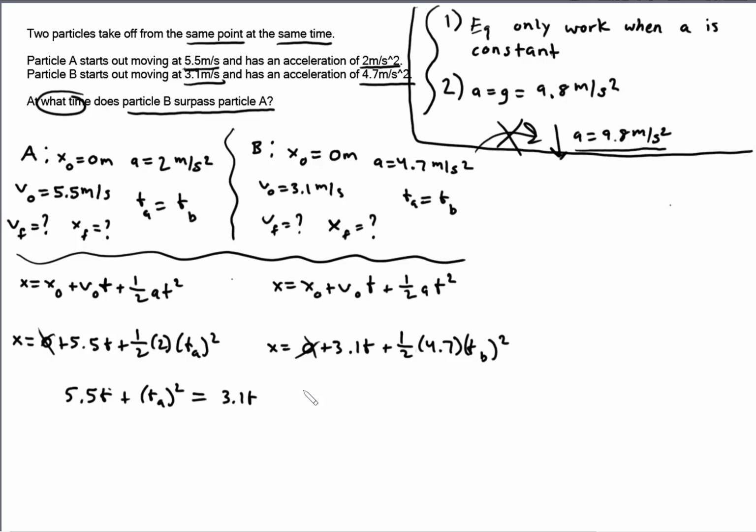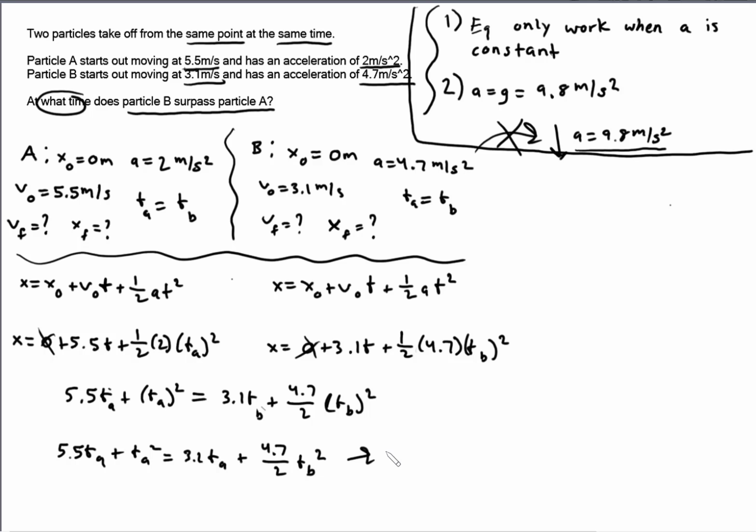Now, what's half of, we'll just call this 4.7 over 2 because of the decimals, times t of b squared. Now here's the thing, t of a is equal to t of b. So these are not two different unknowns. Since they're interchangeable, let's just change this t of b to t of a. So what do we have? We have 5.5 t of a plus t of a squared is equal to 3.1 t of a plus 4.7 over 2 t of a squared.